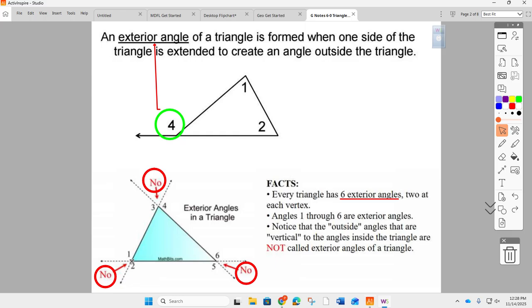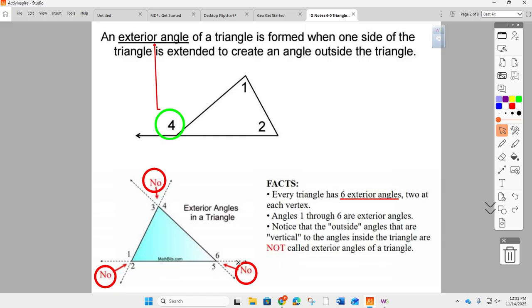So if we take this side of this triangle and we extend it past, if we start here at the inside angle and extend that side, we create angle 4. That's an exterior angle. If we start here at this angle on the triangle and extend that side, we create this exterior angle, angle 3. These are not the measures of these angles, they're just names, right? This vertical angle to one of the angles in the triangle is not an exterior angle. It's important that you know that.